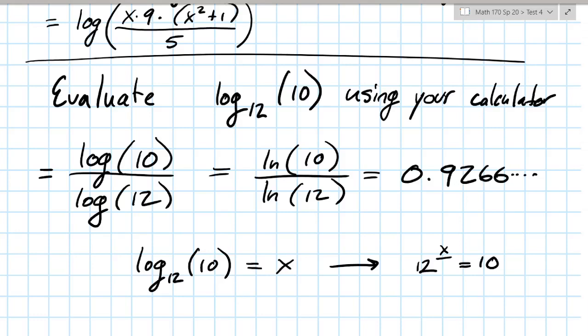And that is using the properties of logarithms and the change of base formula to solve some problems. We're going to use all of these techniques in the next section in order to solve equations. So you definitely want to be familiar with these techniques.